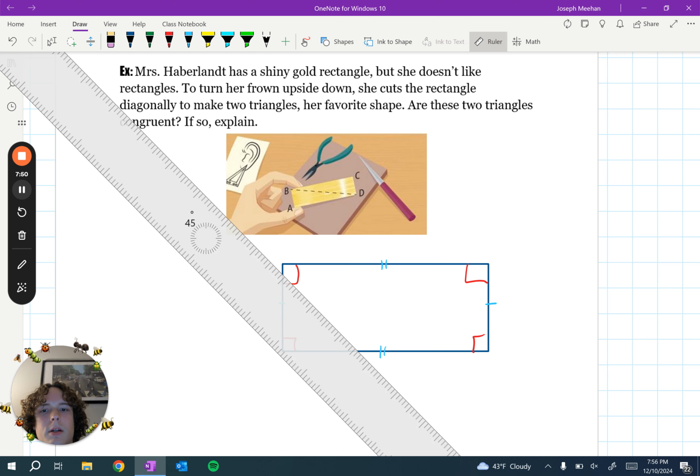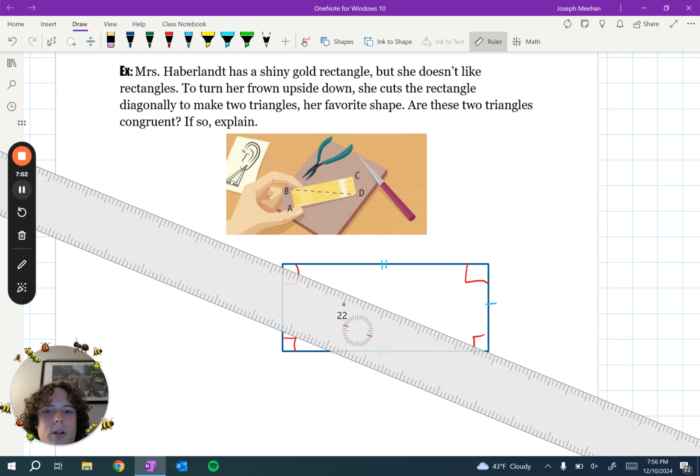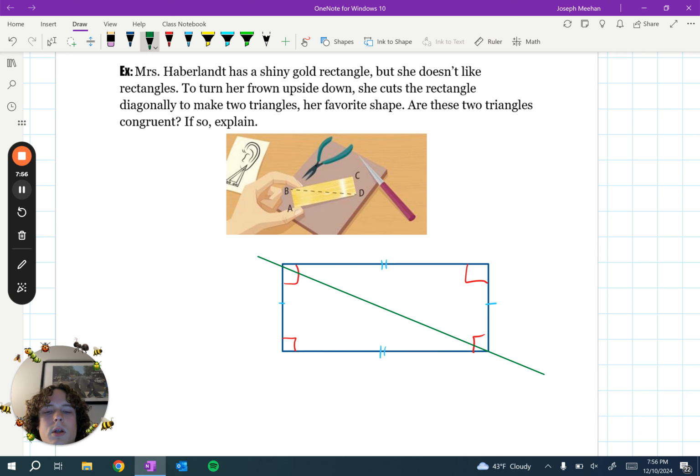That's not better. Let me get out the ruler here and see what I can do. All right, ruler. All right, that's good enough. So she cuts it diagonally in half, and she wants to figure out, let's say, if triangle 1 is congruent to triangle 2. How could we do this?